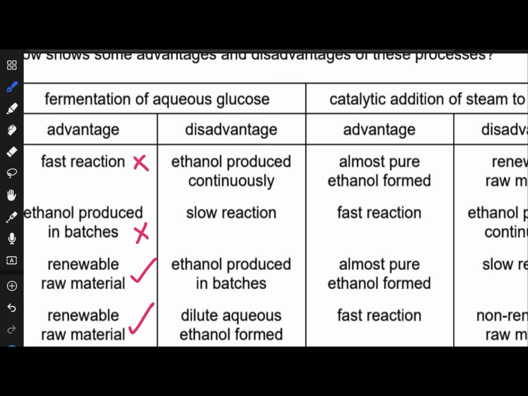Now let's move on to the disadvantages. Ethanol is produced continuously. That is wrong. Ethanol is produced in batches. It is a slow reaction. Yes, that is true. Ethanol is produced in batches. Yes, that is true. And it makes the process very slow, so it is a disadvantage.